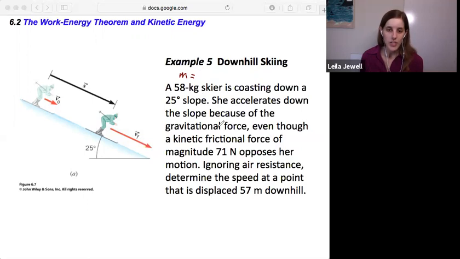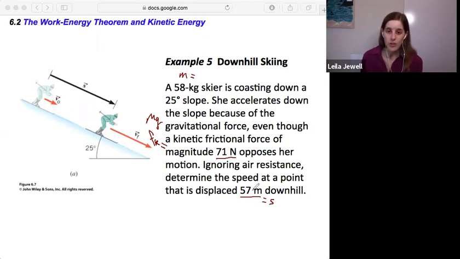Acceleration because of the gravitational force. So we know that there's some gravitational force present, mg, and there's a kinetic frictional force, F sub k, and it gives us the magnitude of that frictional force. Great. And then it mentions this displacement, displaced 57 meters downhill. So that gives us a clue that this 57 meters is going to correspond to our displacement.